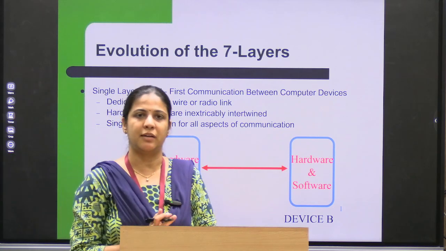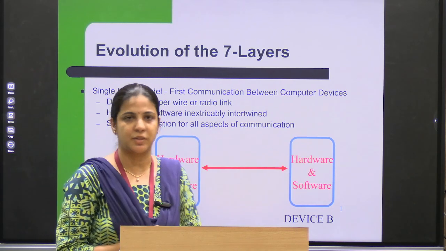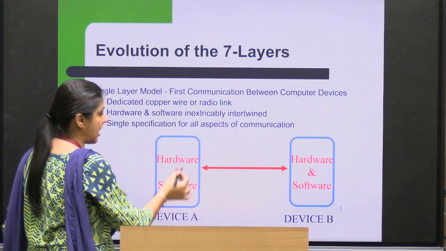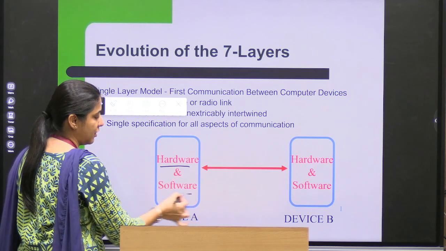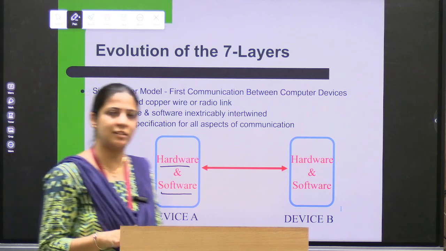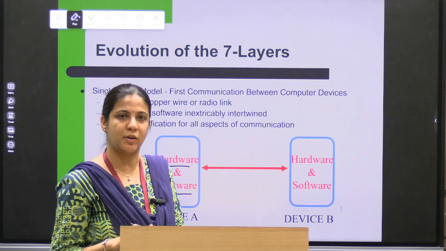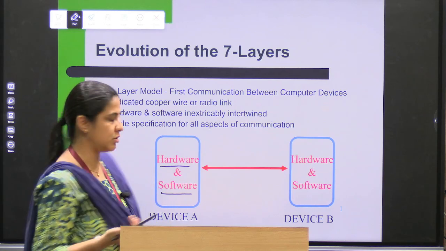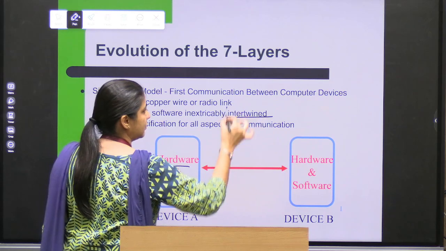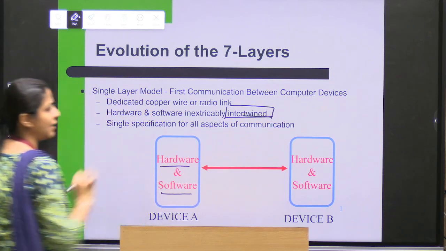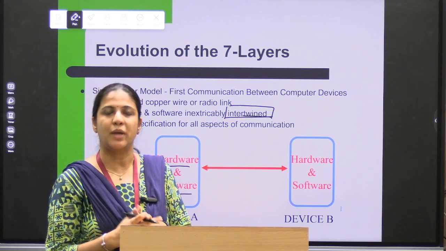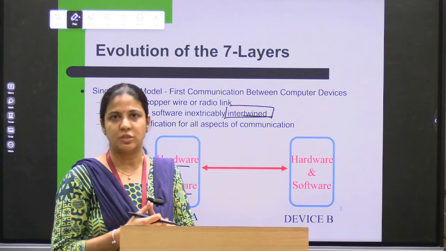In the very beginning, when data was being transferred in the network, we had all the things like the hardware and the software on a single layer. We just had a single layer which consisted of hardware and software. So every task was handled in a single layer, and it became very cumbersome when we had to transfer a huge amount of data.